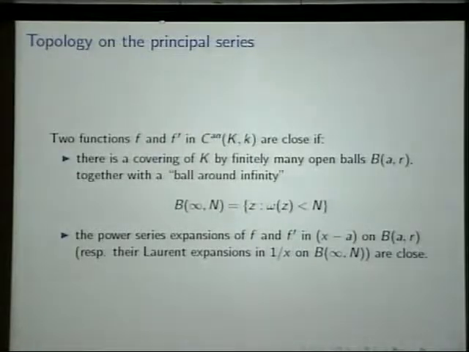And the rule is that when you write your function as a power series on these finitely many balls that are kind of in the finite part of the affine line, and then as a Laurent expansion on the big part, so you have finitely many power series, one of them is a Laurent series, then you compare them coefficient by coefficient, okay? And if they're close coefficient by coefficient relative to the same covering of this type, then they're close.